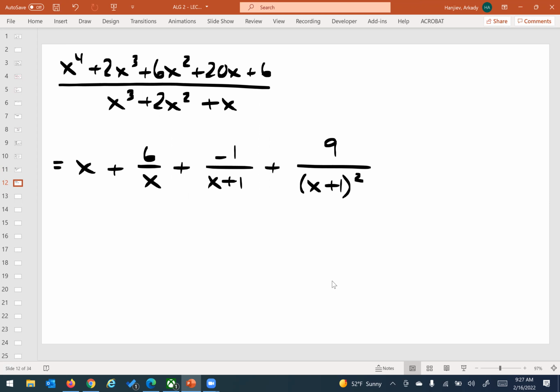Okay, guys, here's what I got. I got the fraction decomposition of this guy, which was an improper fraction to begin with. So we did have an extra x over here. And then we found out that A was 6, B was -1, and C was 9.